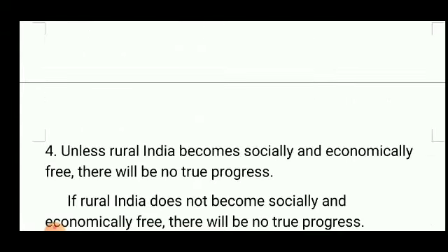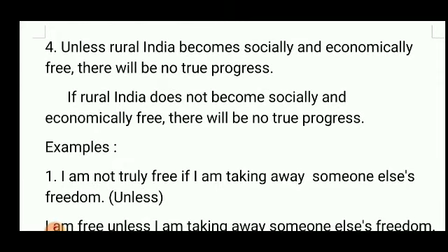Next, fourth number example. Unless rural India becomes socially and economically free, there will be no true progress. If rural India does not become socially and economically free, there will be no true progress. So please, dear students, remember here: unless and if not.